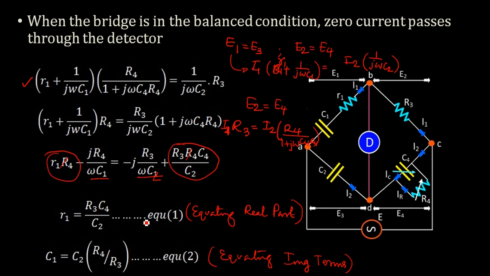So in this way you are able to find out the components of the unknown capacitor C1 as well as the value R1 with the help of the balancing condition of the bridge.